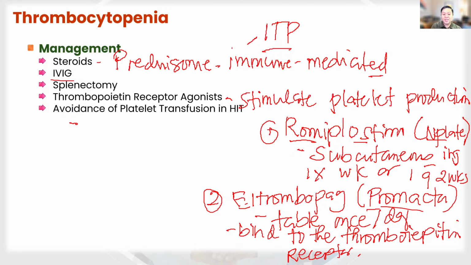Okay, this is going to lead to what? Thrombotic complications. And we should not be administering platelets. Thrombotic complications.